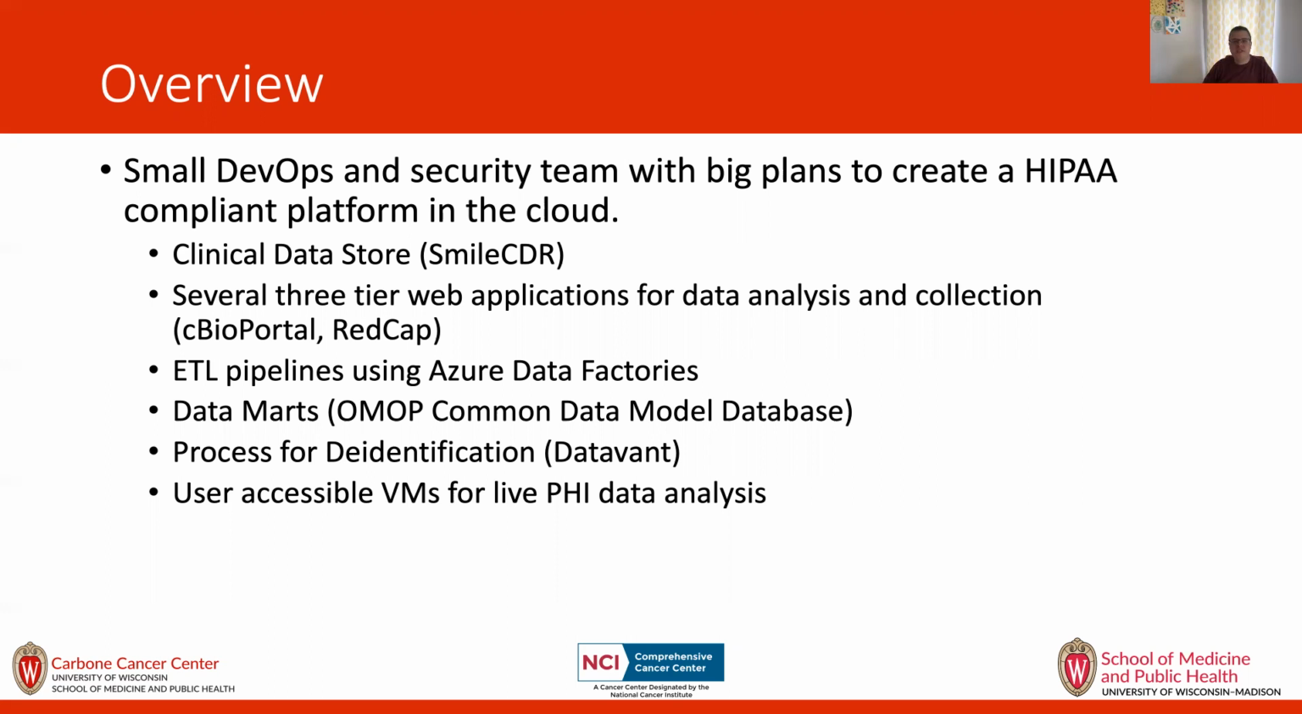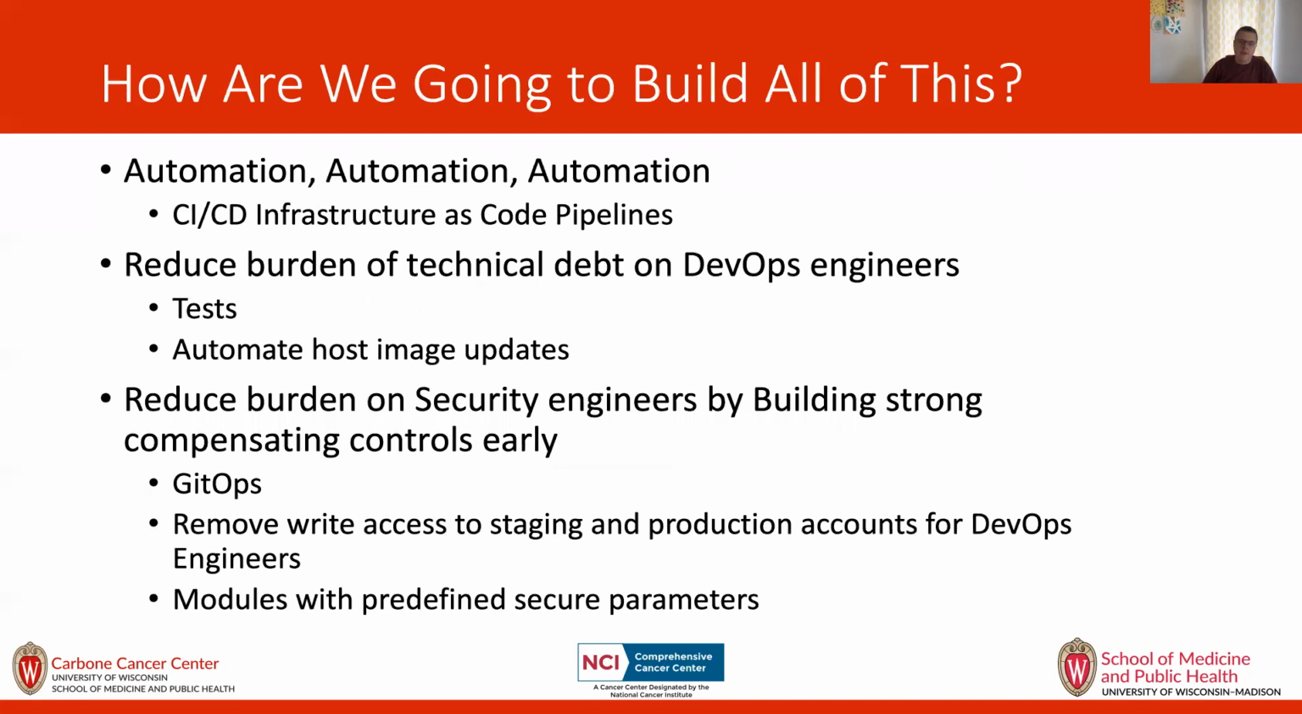We're also building out a process for doing de-identification of data using the software called DataVant. And we want to be able to have data scientists and PIs be able to do live data analytics from VMs in the cloud. So this is a lot of stuff. How are we going to build all of this with such a lean team?